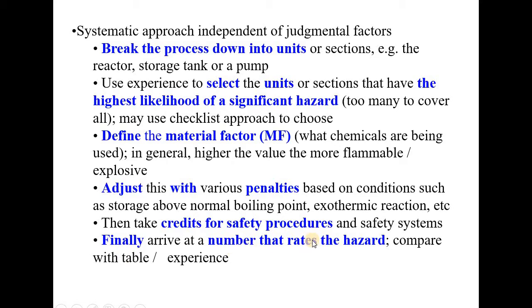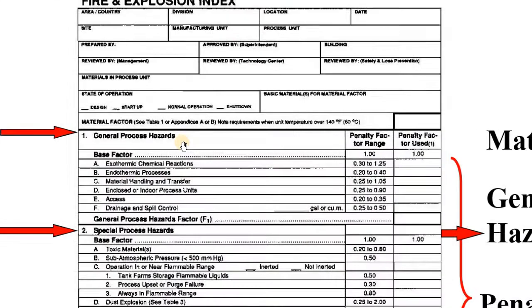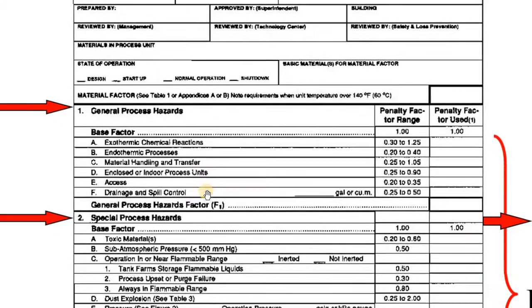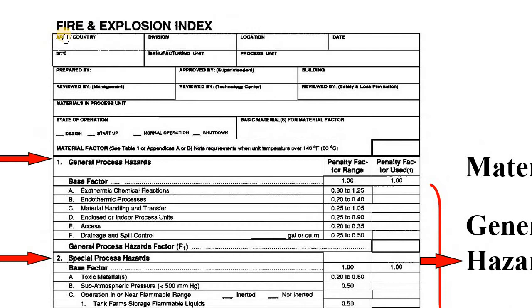Finally, we are going to have the rates, and we are going to compare with the table, of course, and with the experience. What do we have here? Here is the Dow Fire and Explosion Index, the one I just mentioned. Let's have a look. How do they look? For example, let's go at the top. Fire and Explosion Index. The country, Bahrain, location in Sukhair, process unit, the water desalination unit in Sukhair, the building.